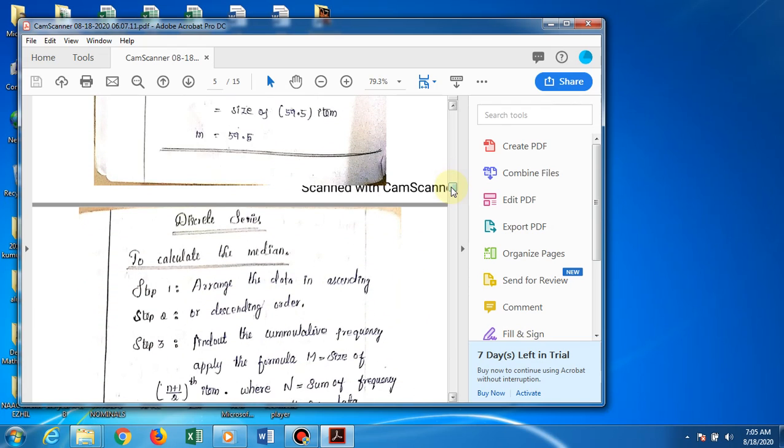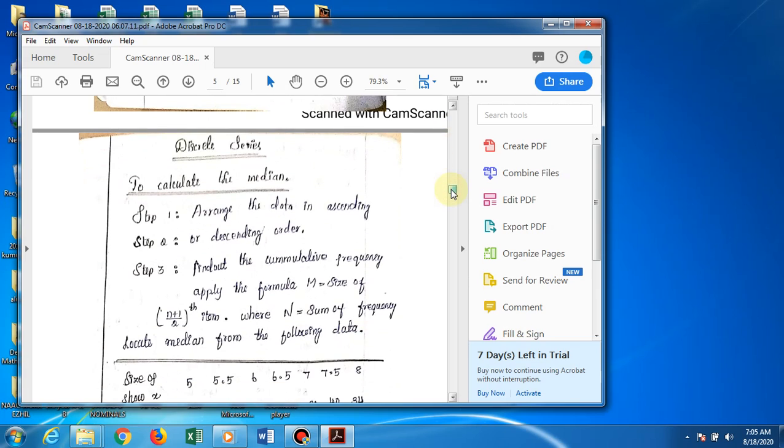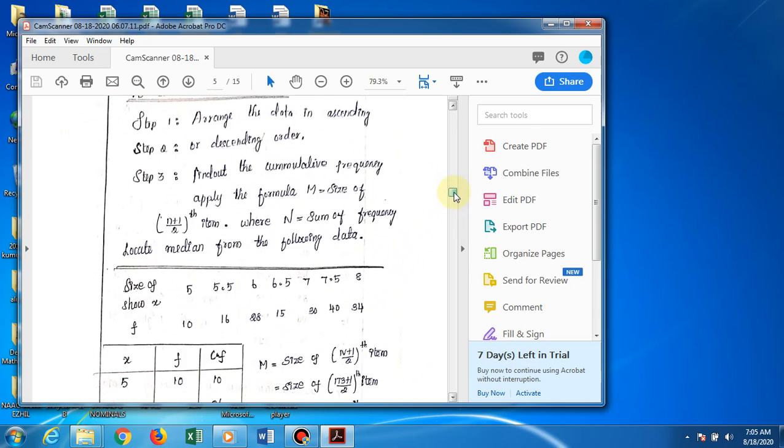Then you see discrete series. If it is in discrete series, first arrange the data in ascending order, then find out the cumulative frequency, and apply the formula. For this the formula is m is equal to size of n plus 1 by 2th item.